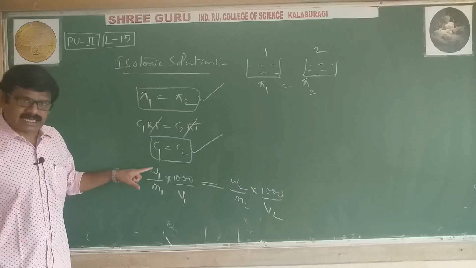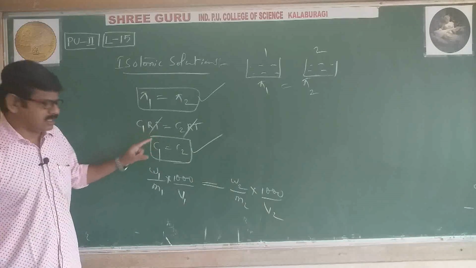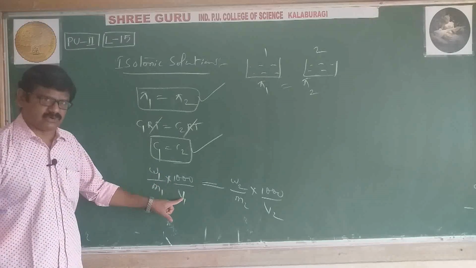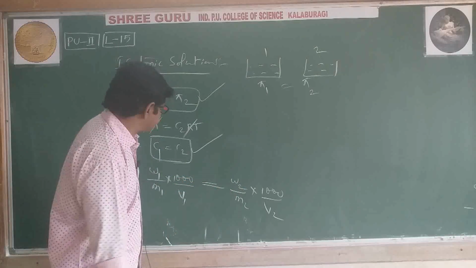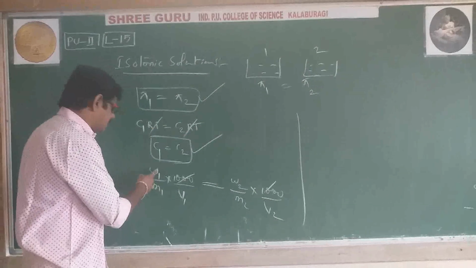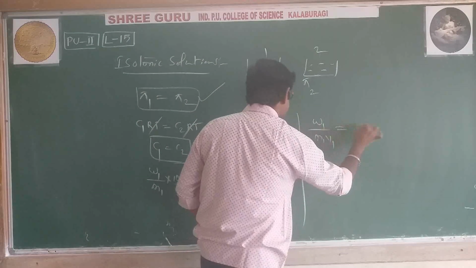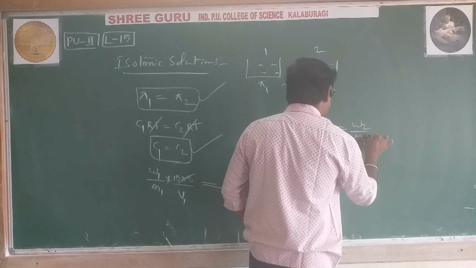W1 means the mass of solute only, the solute of sample 1, M1 the molar mass of solute of sample 1, V1 the volume, and similarly for sample 2 solute, sample 2 molar mass. Then the 1000 cancels if you do that. What will we get then? W1 by M1 V1 is equal to W2 by M2 V2.